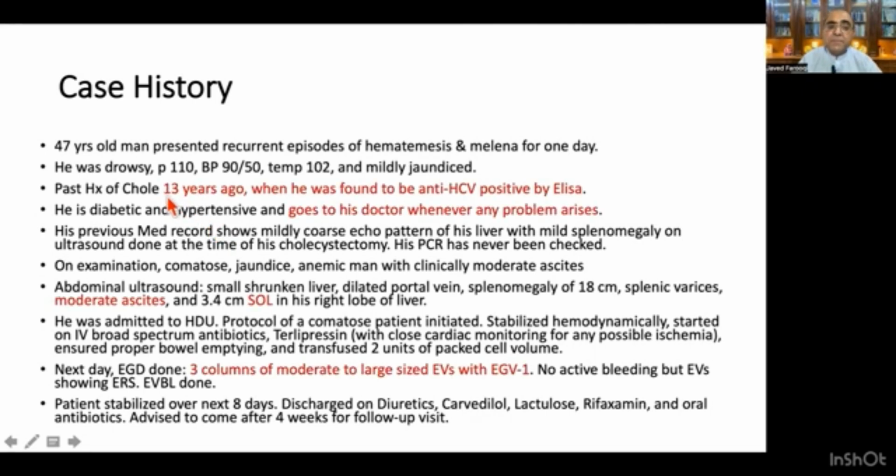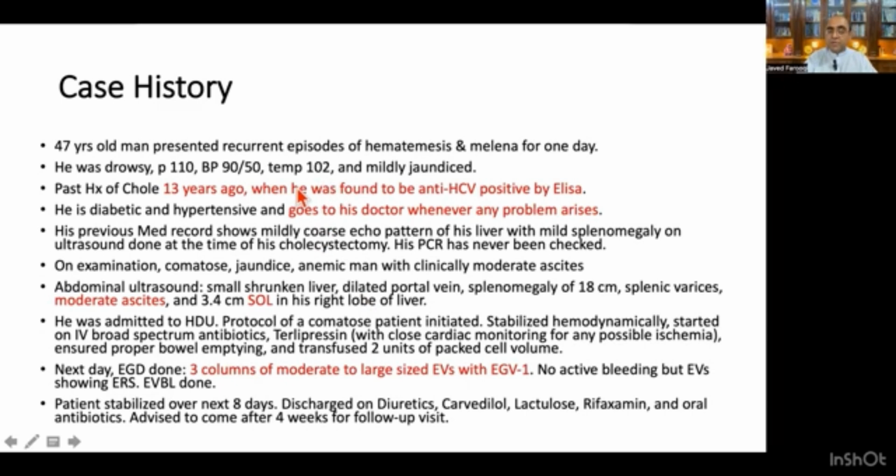So in this patient, if you concentrate, 13 years ago he was found to be anti-HCV positive by ELISA. So 13 years right from today, he was found to be anti-HCV positive, and he goes to his doctor whenever a problem arises for his diabetes and hypertension. And now he presented with moderate ascites, a space occupying lesion, and three columns of moderate to large esophageal varices, EG1, on his endoscopy.